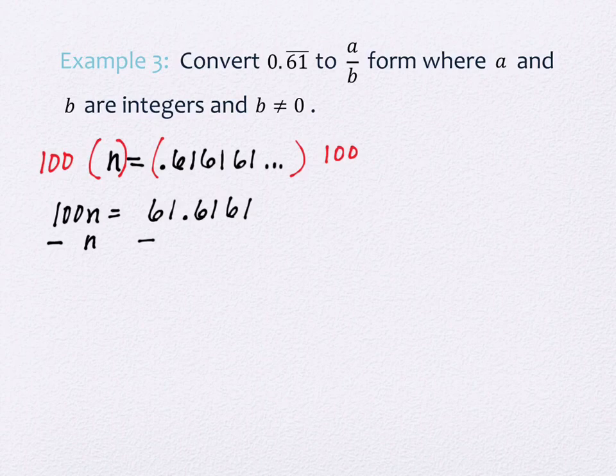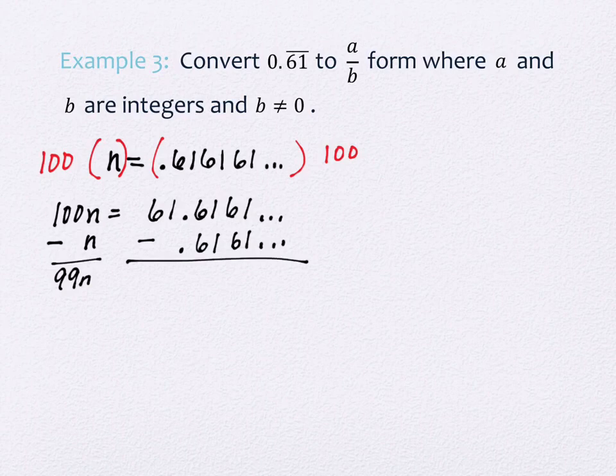Now, on the left-hand side, that works fine. I mean, 100n minus n is 99n. Cool. But I don't want to subtract n on the right-hand side. There's no n's over there. I want to subtract what n is equal to. And n is equal to, from the very beginning, 0.616161. So on the right-hand side, I'm going to subtract the version that's helpful over here, the 61 version.